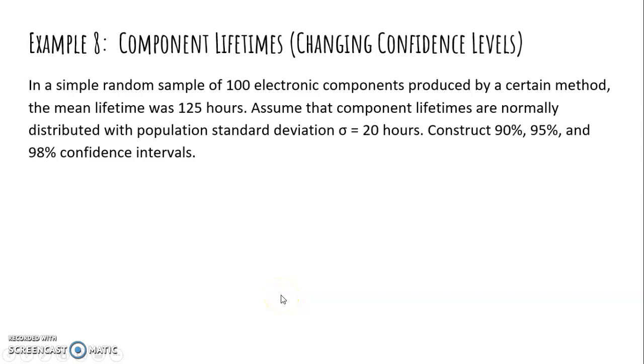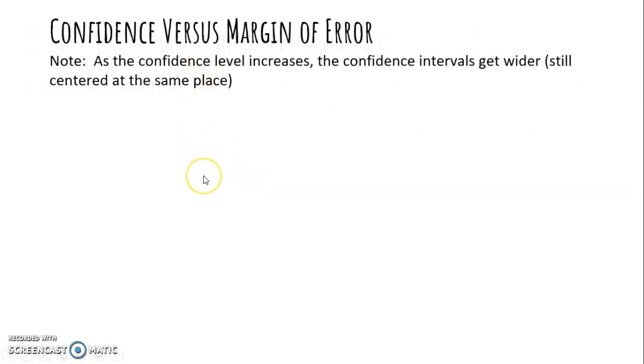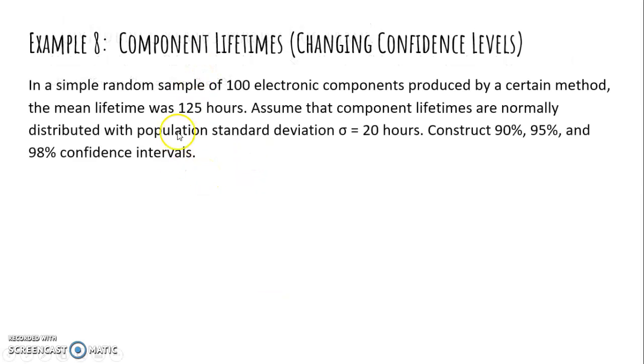This video is confidence intervals for estimating a mean when the population standard deviation is known. Okay, so we're looking at example 8. Component lifetimes, changing confidence levels.